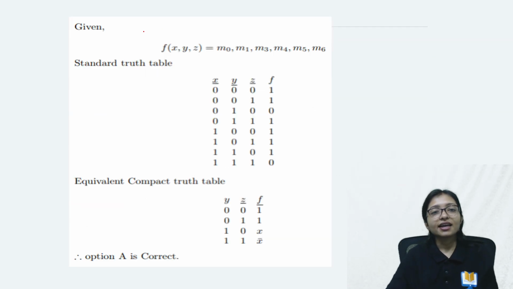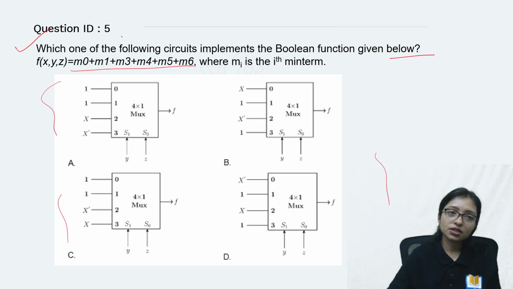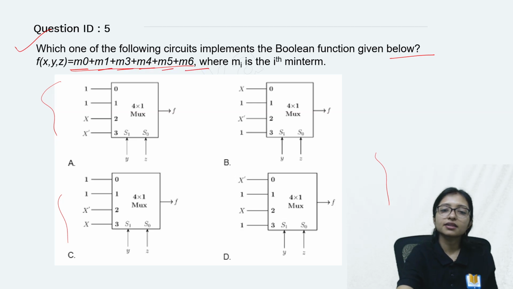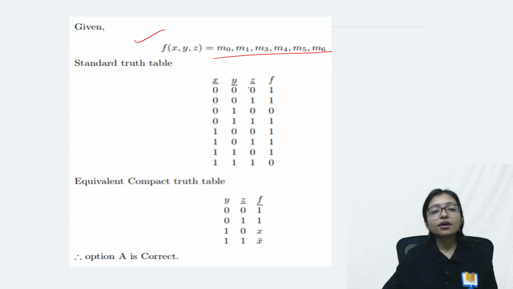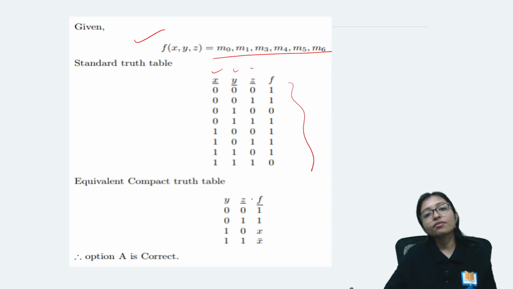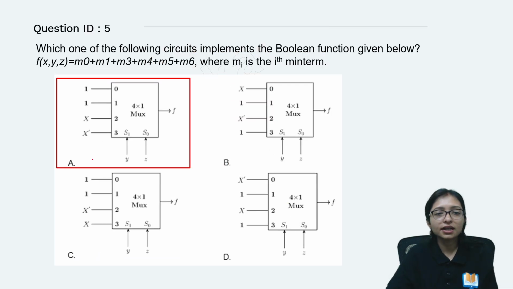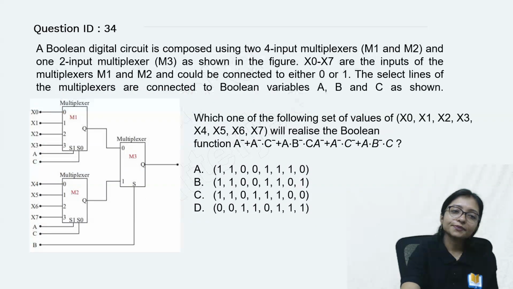Yes. See that here is the expression given. M1, M2, M3, this is your expression. M0 plus M1 plus M3 plus M4 plus M5 plus M6, like this expression is given to you. Now you can see whenever I am sending the standard truth table, we know that X, Y, Z, I am going to select like this. Equivalent we will get like this. So option A will be correct here. Whenever you are sending this option A, you are going to select this M0 plus M1 plus M3 plus M4 plus M5. So your answer is this one, right?